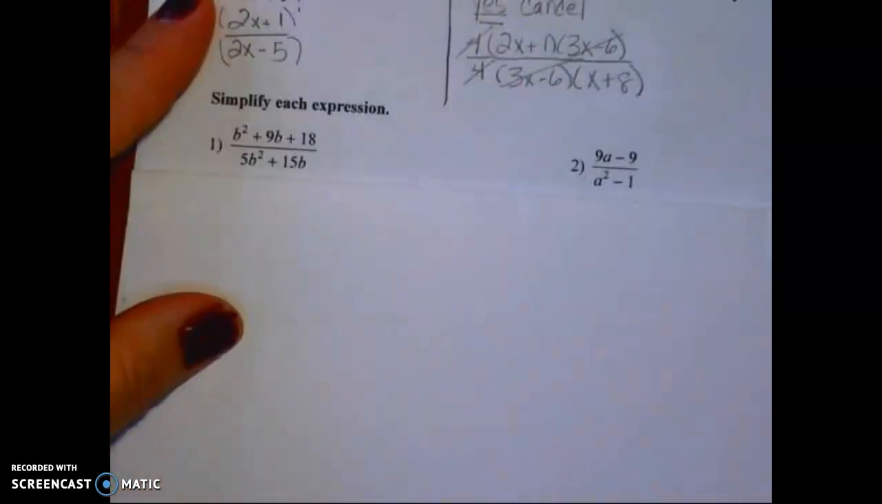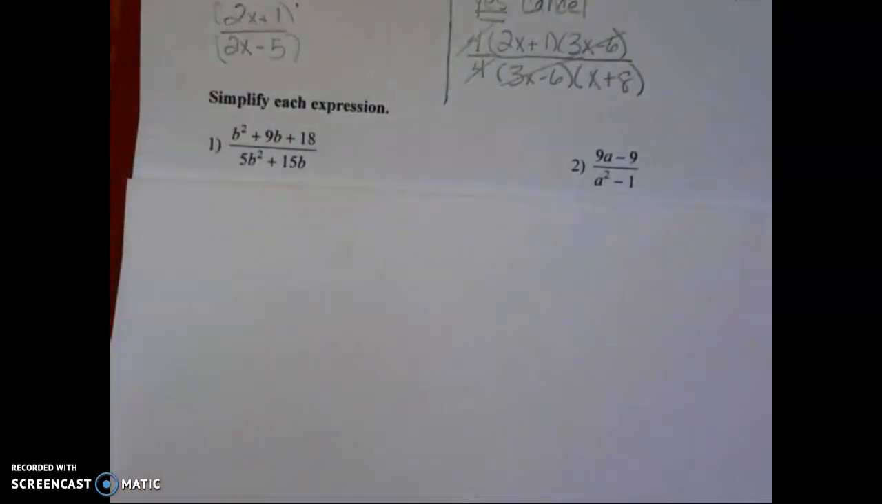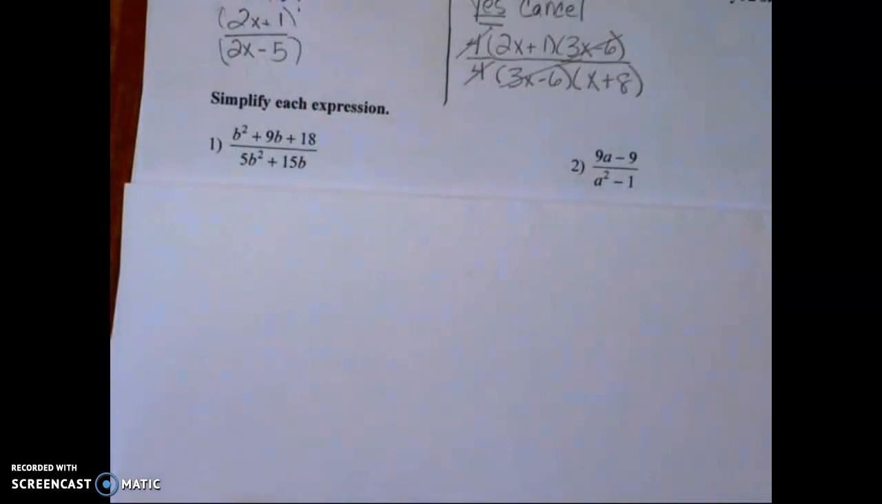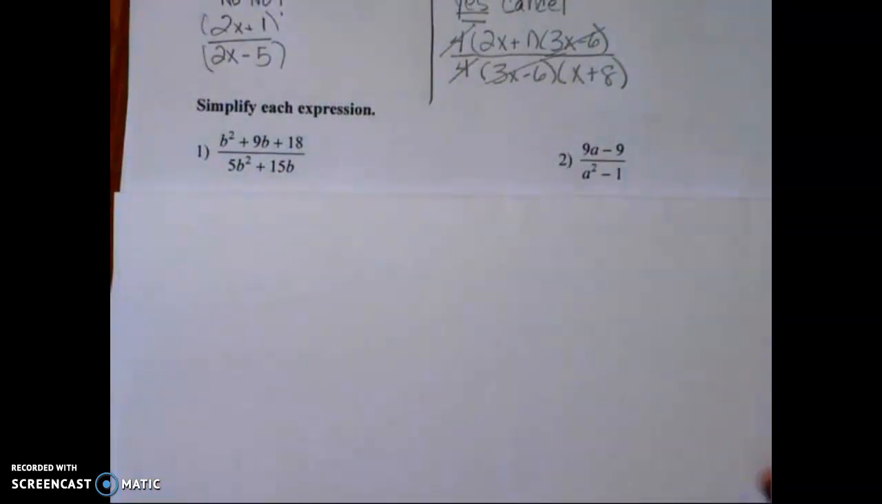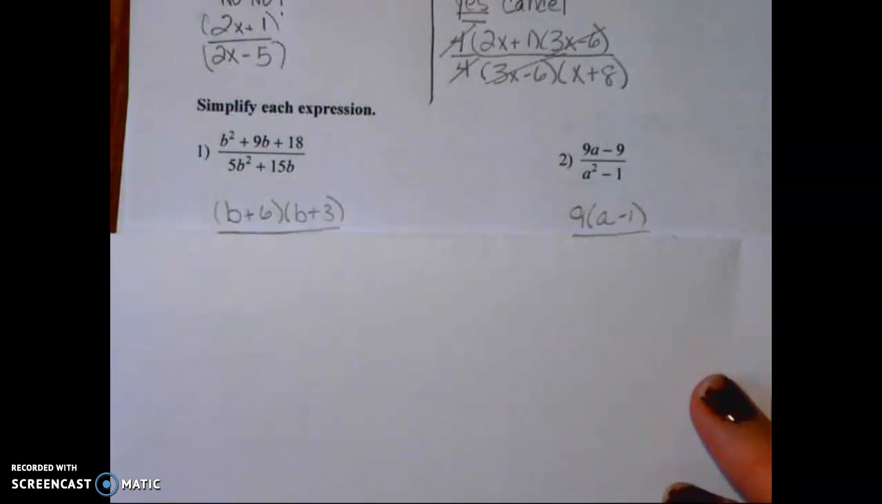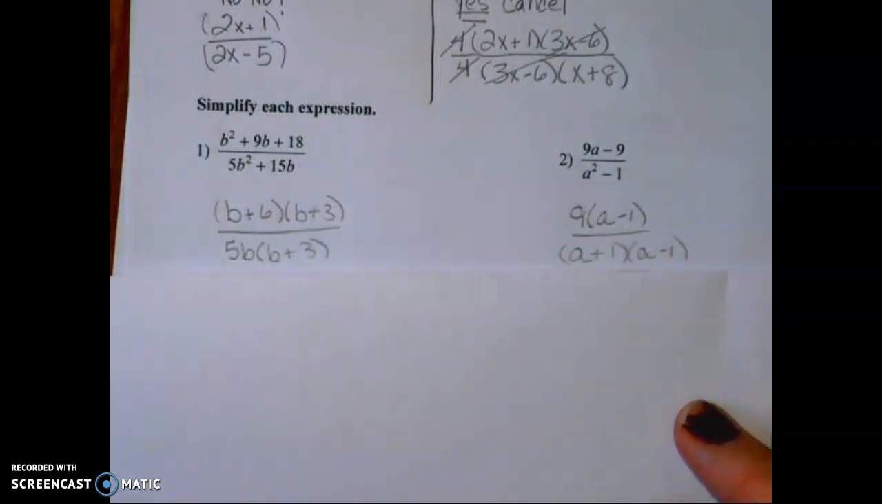Okay, let's try some practice problems. So that's the whole idea. Before I do anything with canceling or simplifying, for number 1, we're going to factor the numerator. That numerator factors into b plus 6 times b minus 3. The denominator, you factor out a GCF of 5b and you're left with b plus 3.